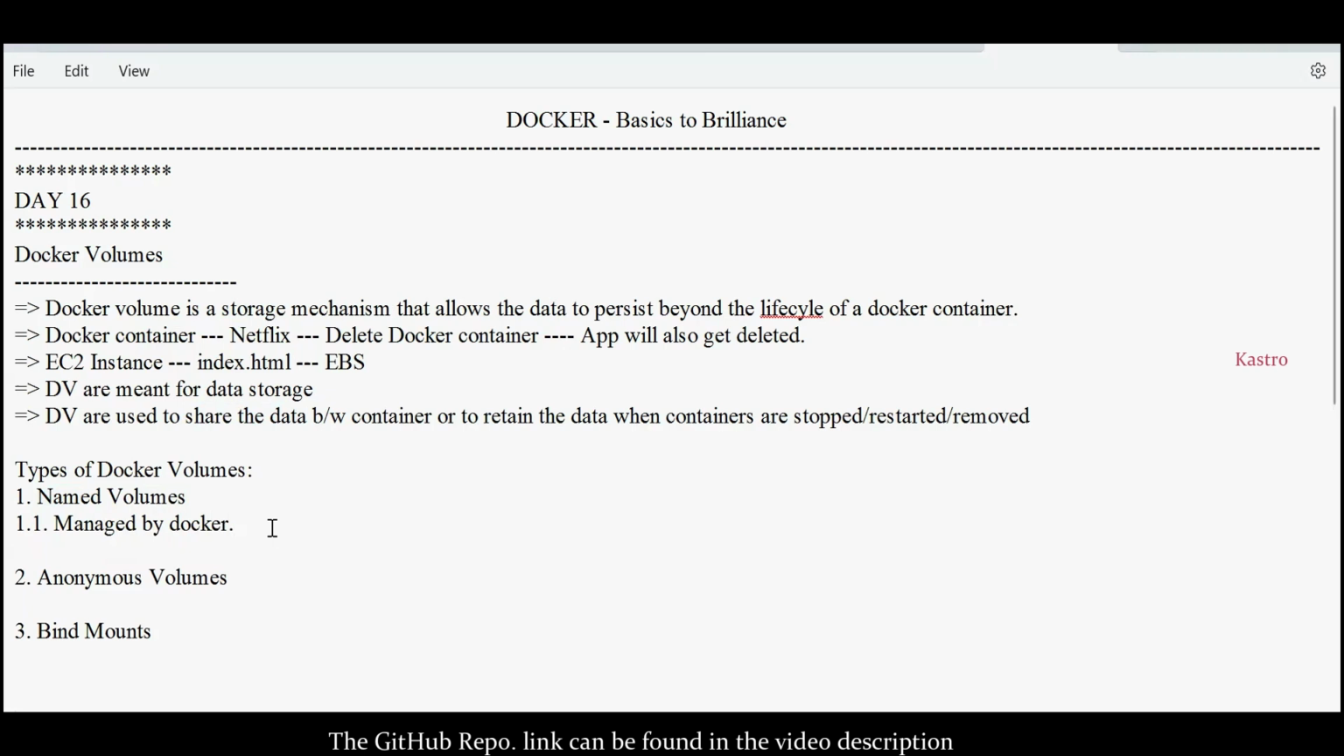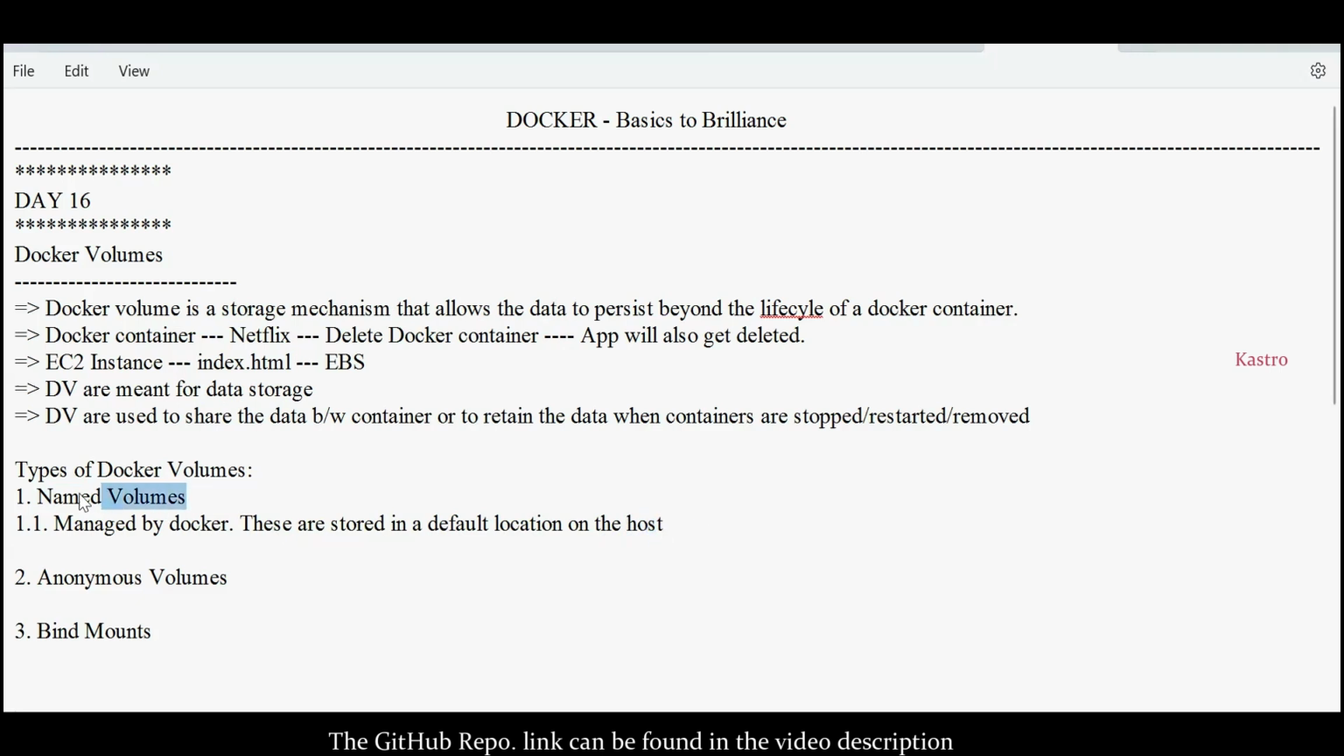And apart from this, these are stored in a default location on the host. What is meant by host here? Host is nothing but the Linux operating system, the Windows operating system, or the EC2 instance. That's basically the host. So where will the data be stored? The data will be stored by default on the host machine, that is an EC2 instance.